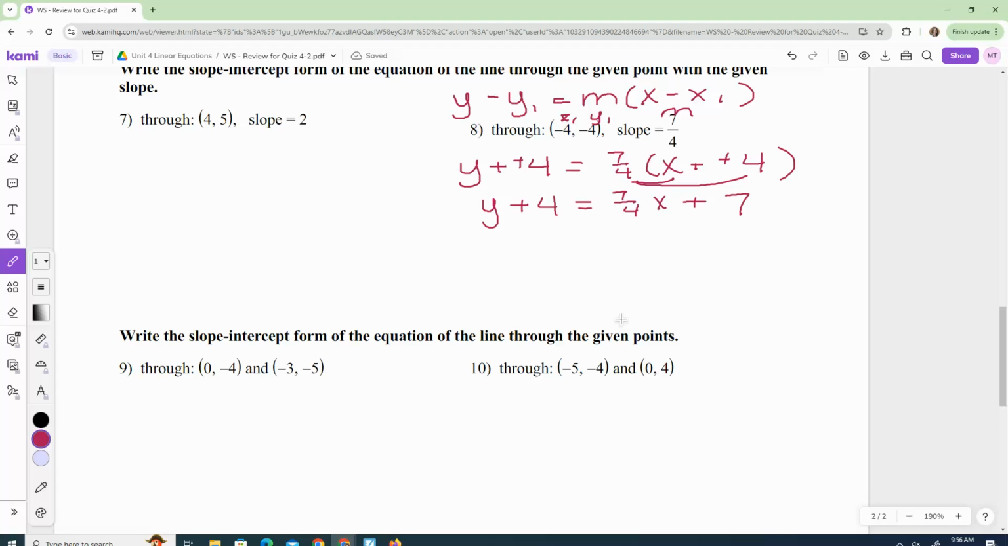All right, what do we have to do to finish it? Subtract 4. Subtract our 4 over, because we have to get y by itself. So y equals 7/4 x plus 3. I want you guys to try problem 10.